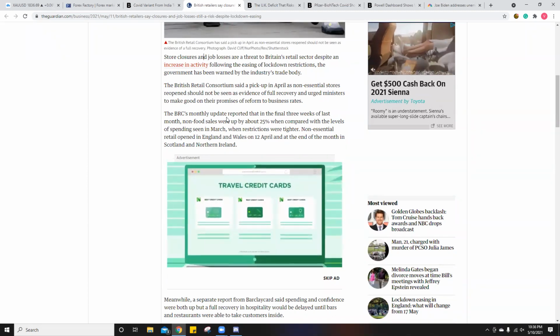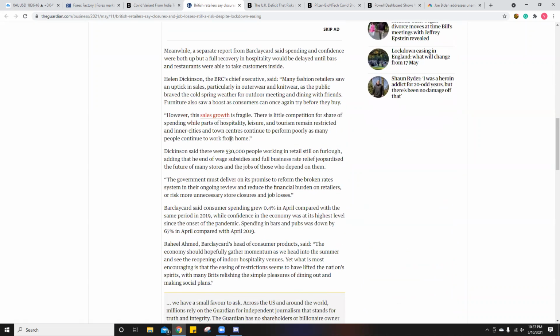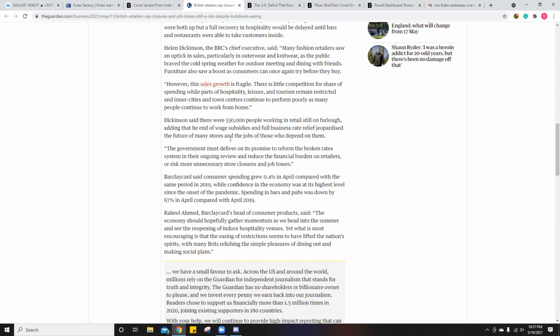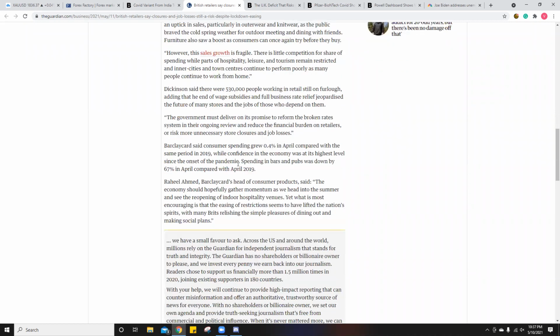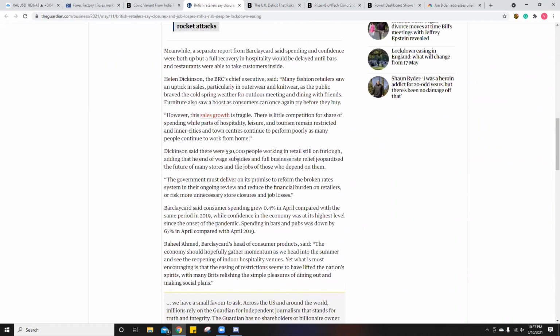As we continue further down, let's see here. There was a part where they're talking about hospitality not actually increasing their numbers until the bars and pubs are able to accommodate a lot more people. Basically, they went into, right here: a full recovery in hospitality would be delayed until bars and restaurants were able to take customers inside. So until they're able to accommodate a lot more people.